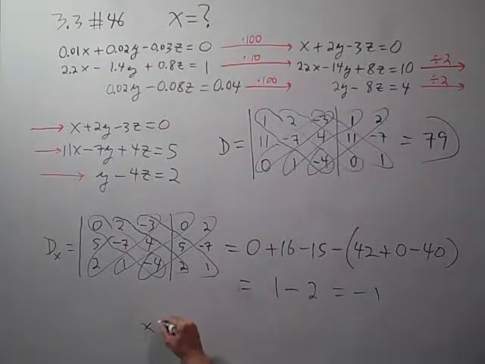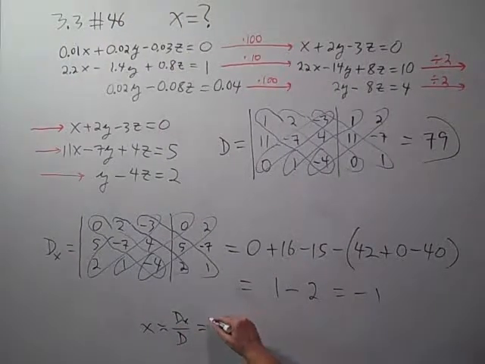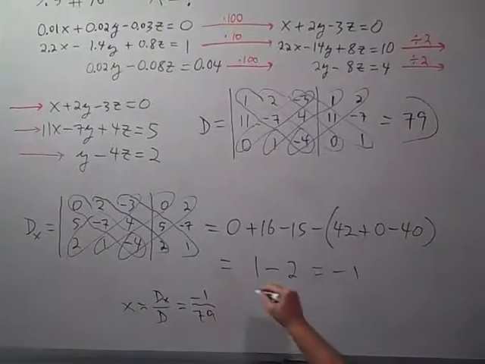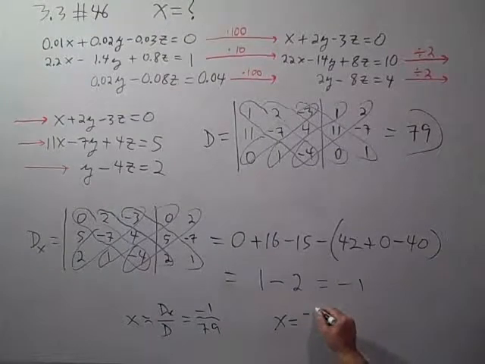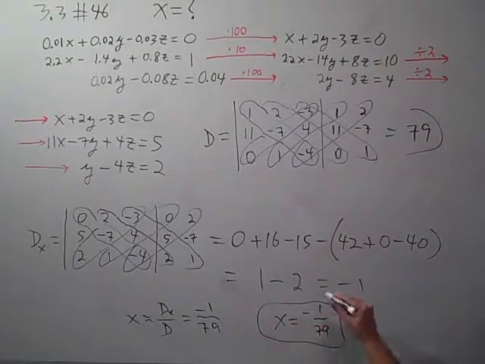x is equal to d sub x divided by d, which in this case is negative 1 divided by 79. So x is equal to negative 1 divided by 79 is our solution for this one.